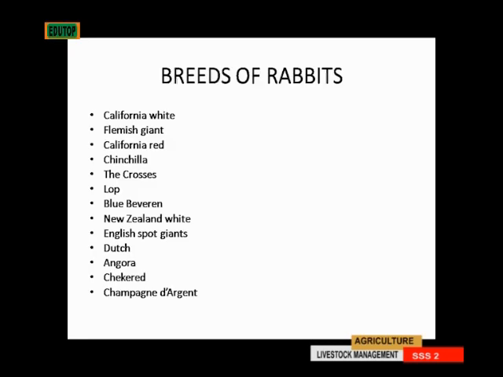Now, the breeds of rabbits. Various breeds of rabbits include California White, Flemish Giant, California Red, Chinchilla, the crosses, Lop, Blue Beveren, New Zealand White, English Spot, Giant, Dutch, Checkered, Champagne Giant. So those are the breeds of rabbits.